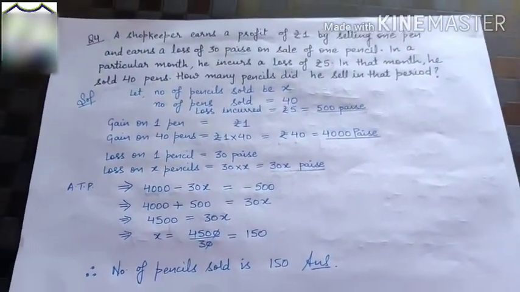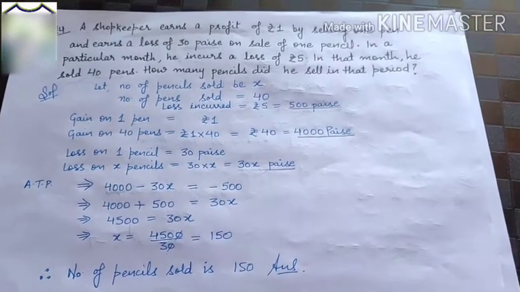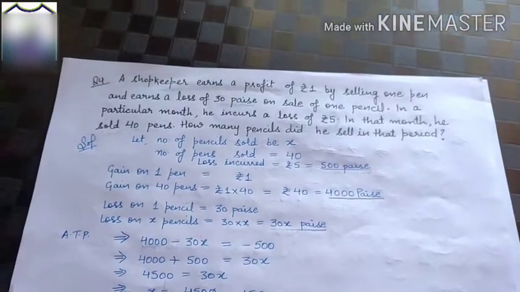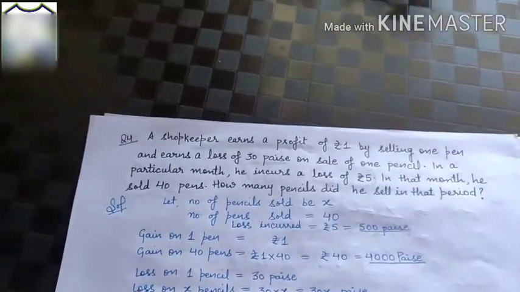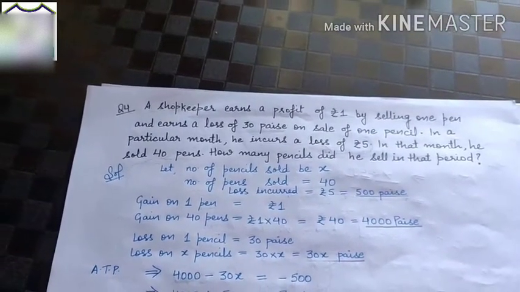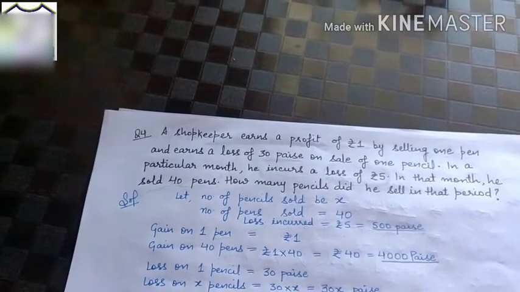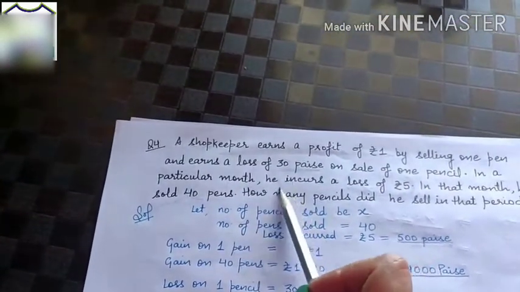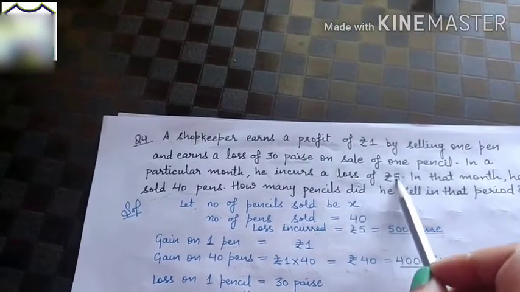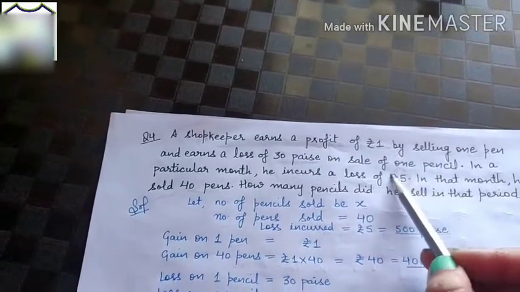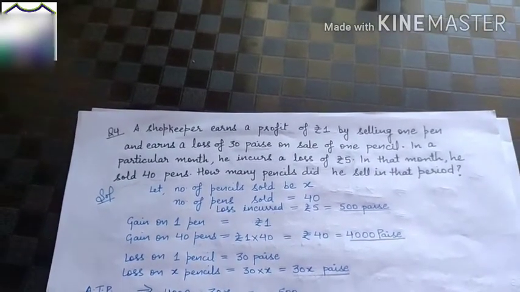Now see the next one. This question is important. A shopkeeper earns profit of ₹1 by selling 1 pen. Means 1 pen sell karne mein ₹1 ka profit ho raha hai. Earns loss of 30 paise on sale of 1 pencil. 1 pencil sell karne pe 30 paise ka loss ho raha hai, right? And here profit ho raha hai. In a particular month, he incurs a loss of ₹5. That means 1 month mein overall uska loss ho raha hai how much? ₹5.